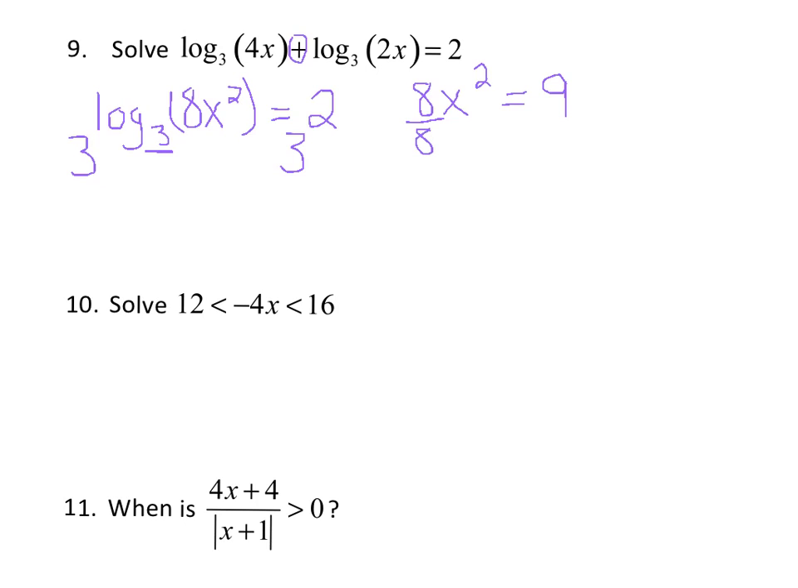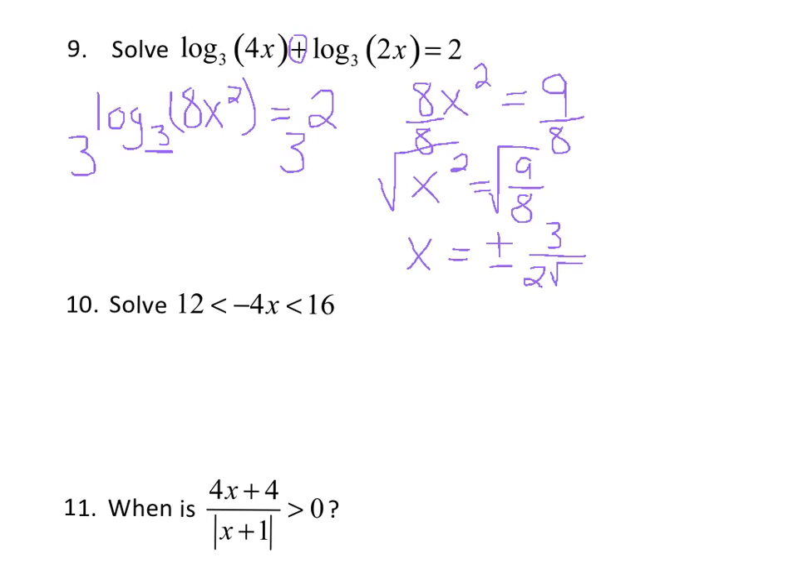So if we divide both sides by 8, we have x squared equals 9/8. And we need to take the square root of that. So we're going to get x equals, and remember when we're solving and taking a square root, we need a plus or minus. So the top will be 3, and the bottom will be 2 root 2. And we should rationalize our final answer. So we have x equals plus or minus 3 root 2 all over 4.